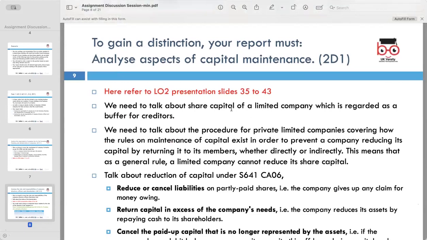Yeah, so obviously, again, if you want to gain a distinction, your report must analyze aspects of capital maintenance. So, any questions so far? Everything good?